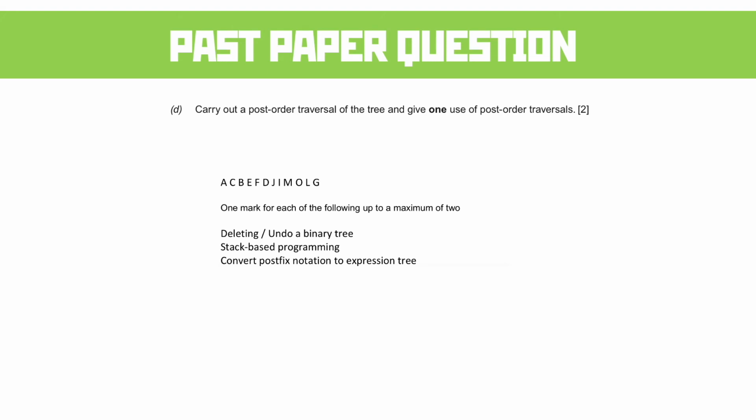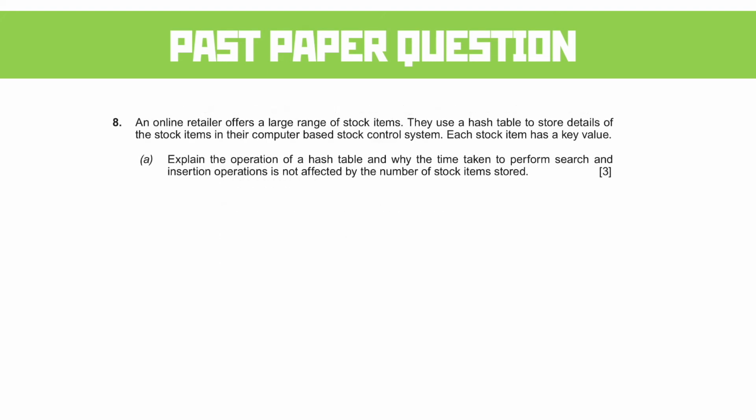Question 8 then. This is the only hash table question I could find in the past paper selection. An online retailer offers a large range of stock items. They use a hash table to store details of the stock items in their computer-based stock control system. Each stock item has a key value. Explain the operation of a hash table and why the time taken to perform search and insertion operations is not affected by the number of stock items.